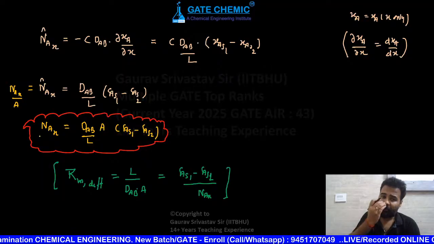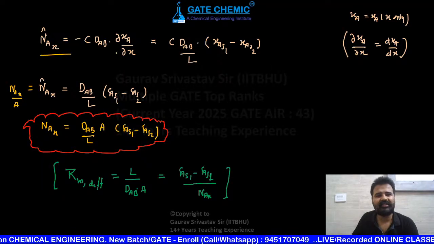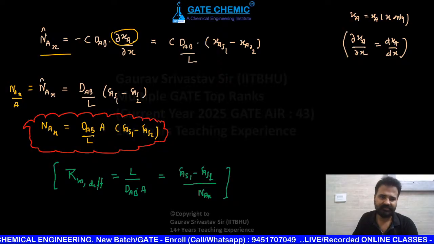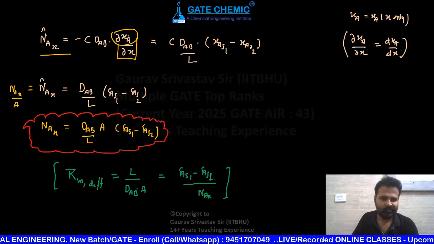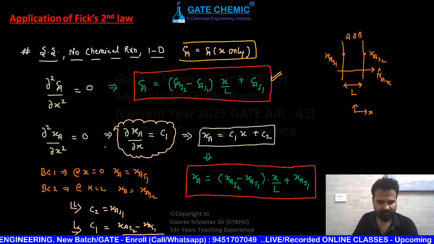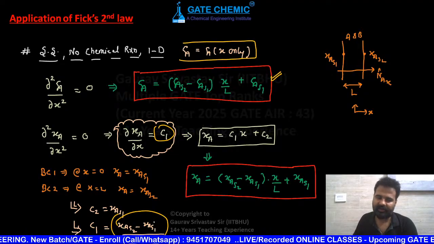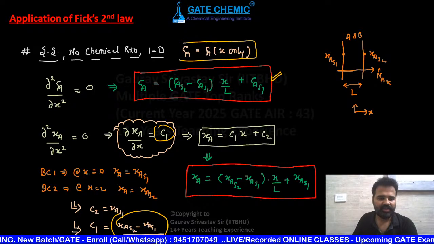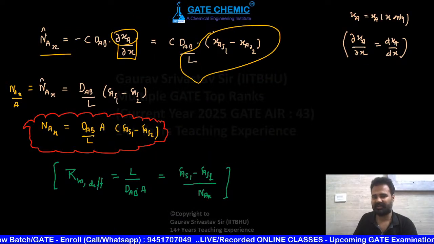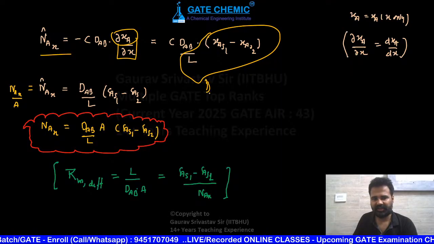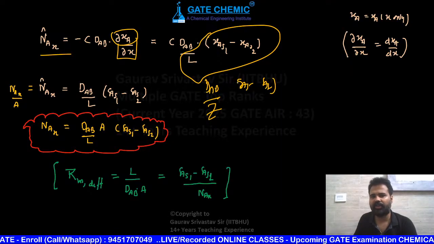Flux equation, how to write it: same thing, nothing special in that flux equation. In that flux equation, just do dXA by dx. From here it is C1, and C1 is (XA2 minus XA1) upon L. So just put it here, nothing special. This is the same equation, DAB by Z times (CA1 minus CA2). So nothing to remember here.